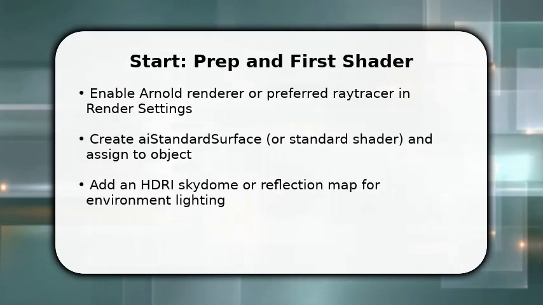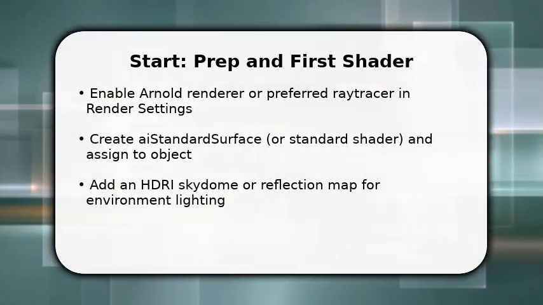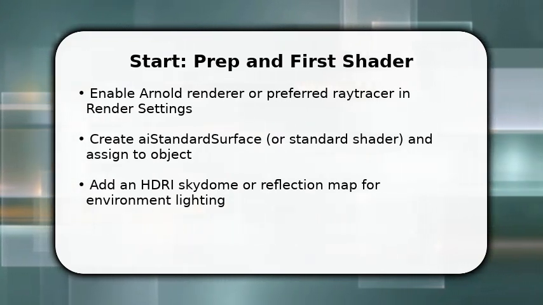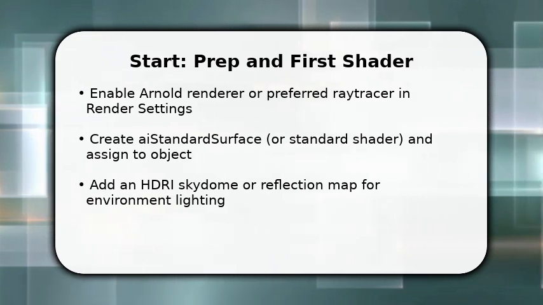You begin by choosing a ray tracer. Arnold is the reliable path, then assign an AI standard surface to the geometry. Once done, set metalness or specular to activate reflective behavior. Don't leave roughness at 0.